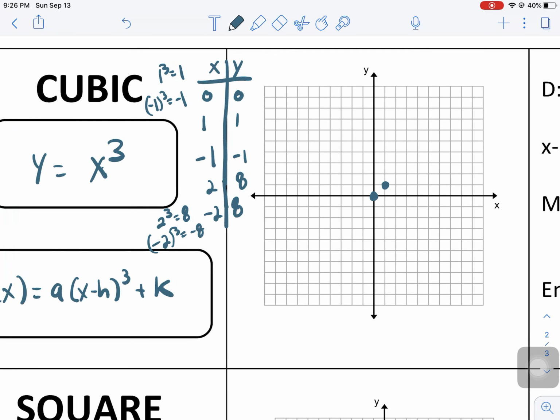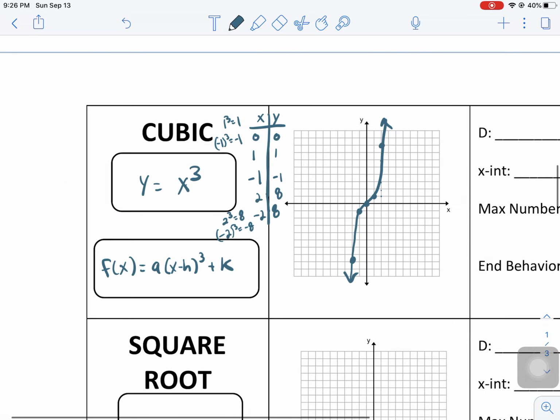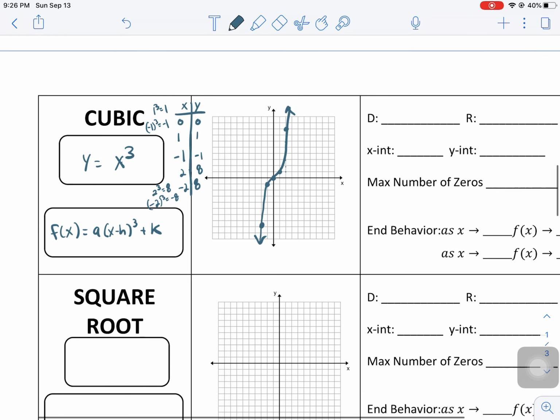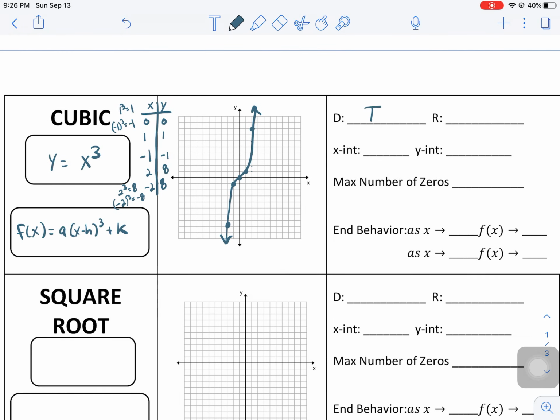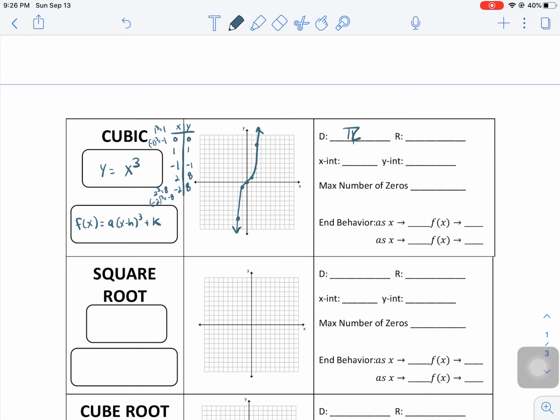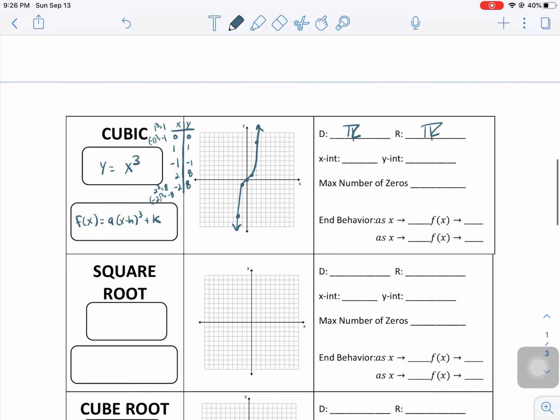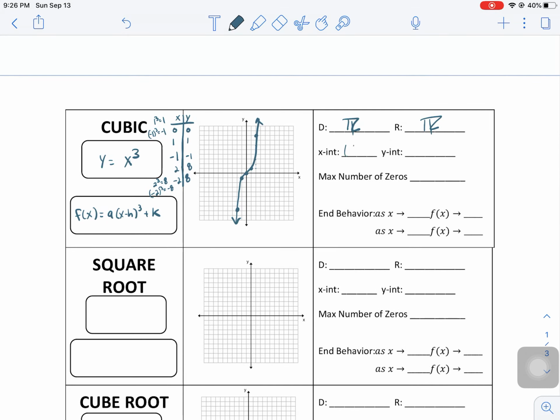So let's graph that. (0, 0), (1, 1), (negative 1, negative 1), (positive 2, positive 8), 1, 2, 3, 4, 5, 6, 7, 8. And then negative 8 would be right here. And then to graph this one, we're going to come through that point, come up through, bada bing, bada boom. Graph of the x cubed, or the cubic function. Domain, all real numbers. Range, all real numbers.